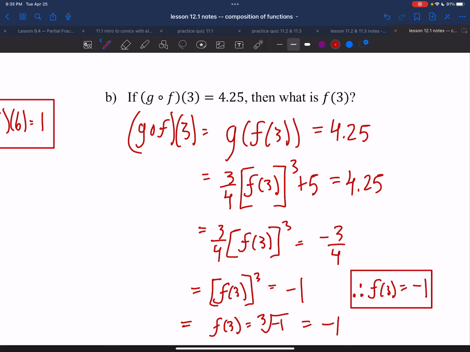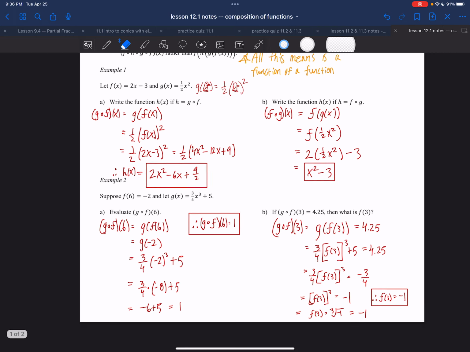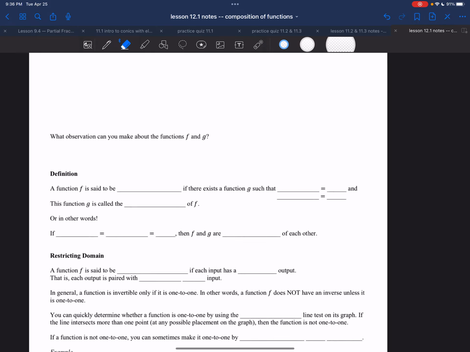There it is. And so again, to go back to that visual, you had your set A, your set B, your set C. What was happening? Well, the input was originally 3, and that 3 got mapped to -1 now that we found, and that -1 is getting mapped to 4.25. That's what's happening. Okay? All right. I hope this is clear. All right. Next slide.